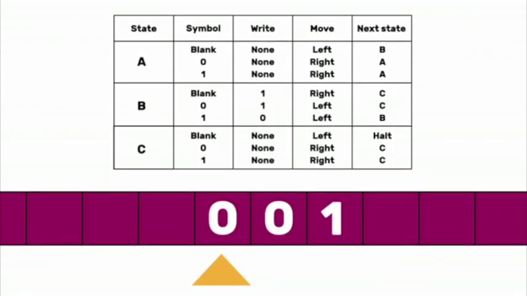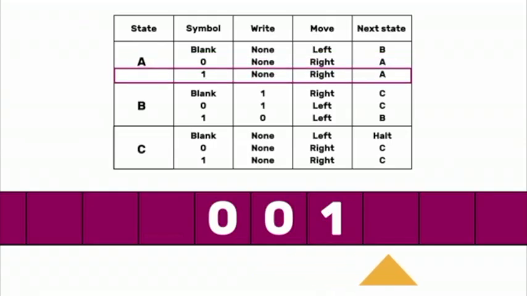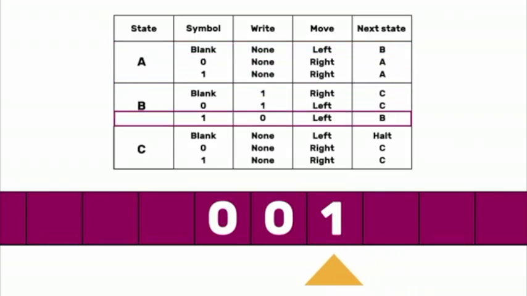Let us go to another example. In this example, there are 3 different states in which the head can be: A, B and C. According to condition, when the head is in state A and the input symbol is 0, it does nothing and moves right and stays in the state A. When it reaches 1, it does nothing, moves right again. When it receives a blank space, it moves left and goes to state B.